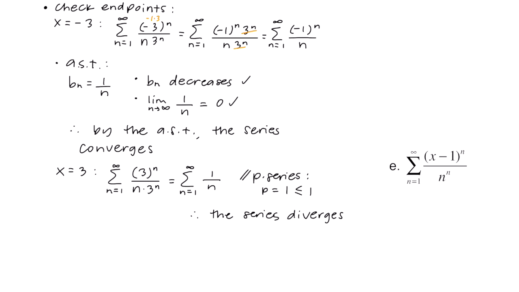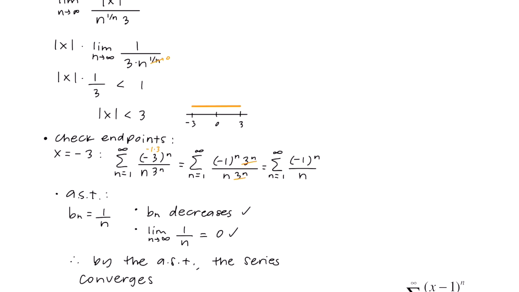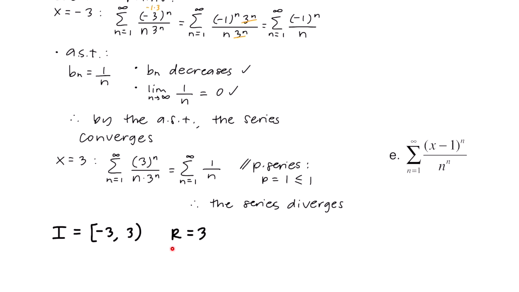We can now write our interval of convergence. So it's going to be -3 inclusive to +3 with an open parenthesis. And our radius of convergence, again, it's the distance from the center to the endpoint. So it's going to be 3. And I have that written right there.